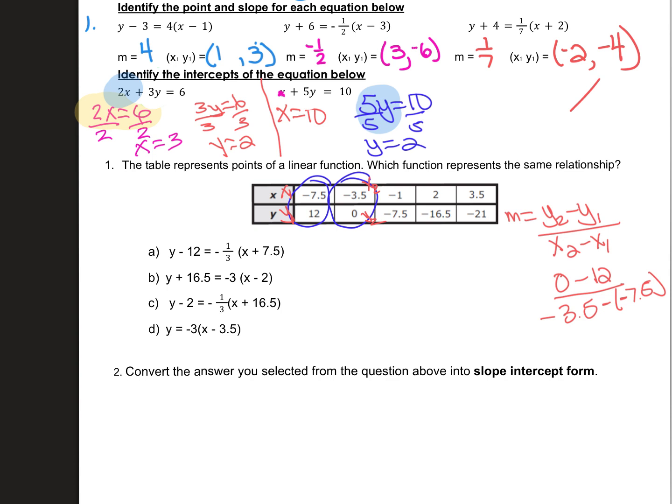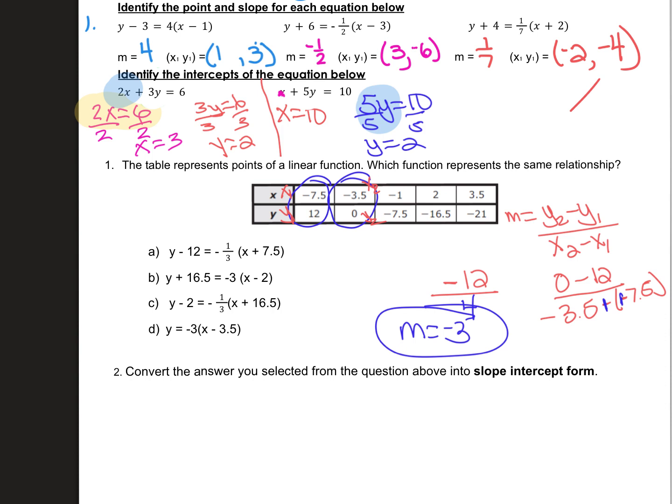Okay. So I have 0 minus 12. Well, that leaves me with -12. And then -3.5 minus -7.5. So we should know that 2 negatives turn that into a positive. So I have basically 7.5 minus 3.5, and that is 4. And then -12 divided by 4 gives me a slope of -3. Remember, you do not do this mentally, you just put this into Desmos.